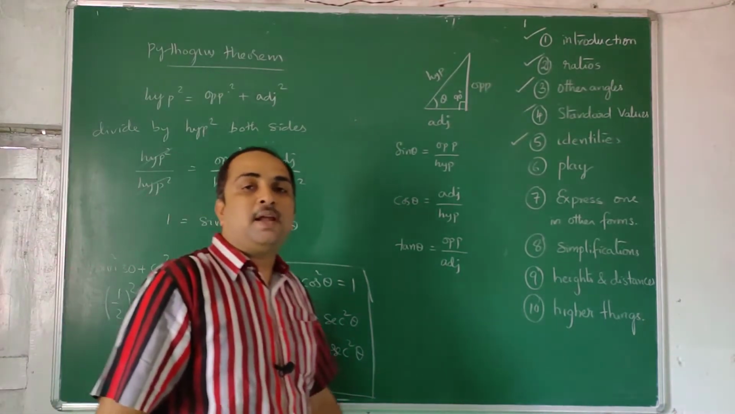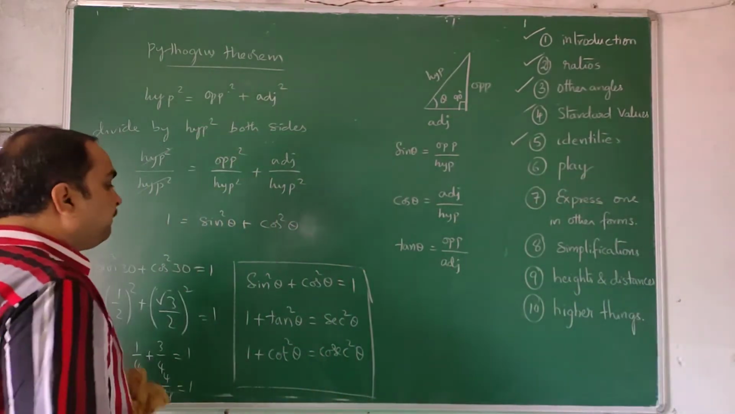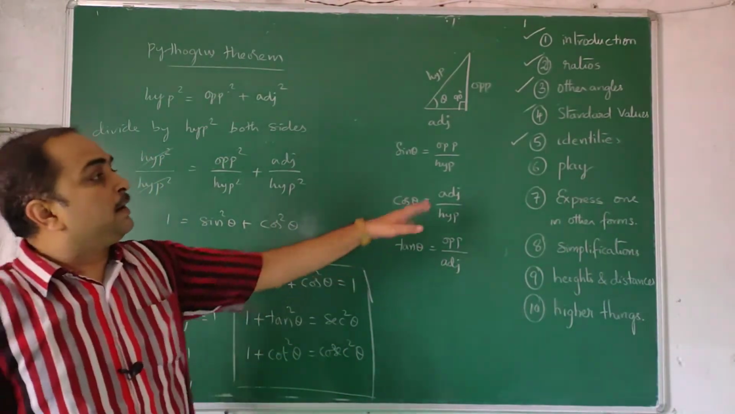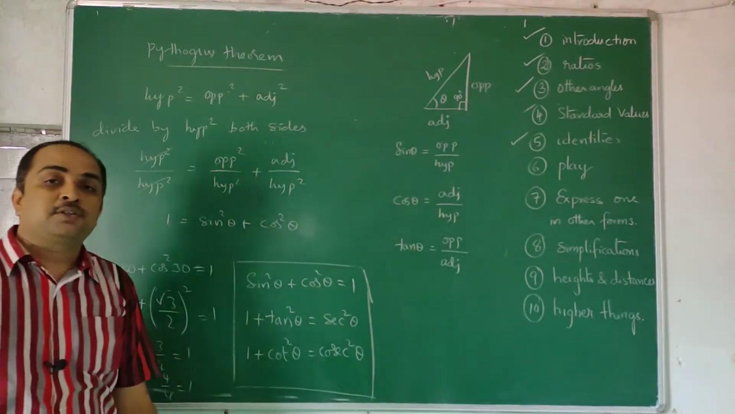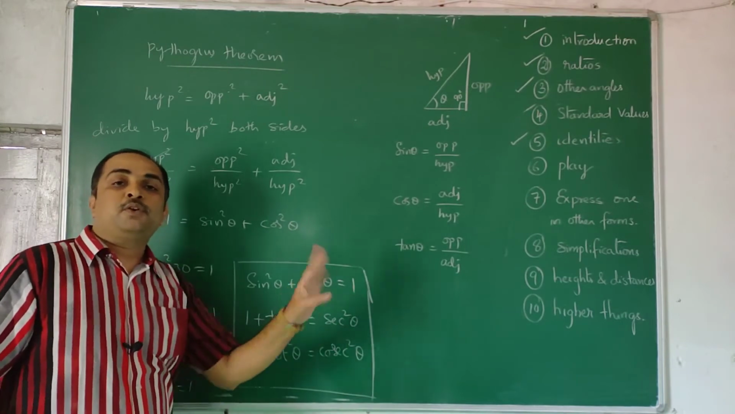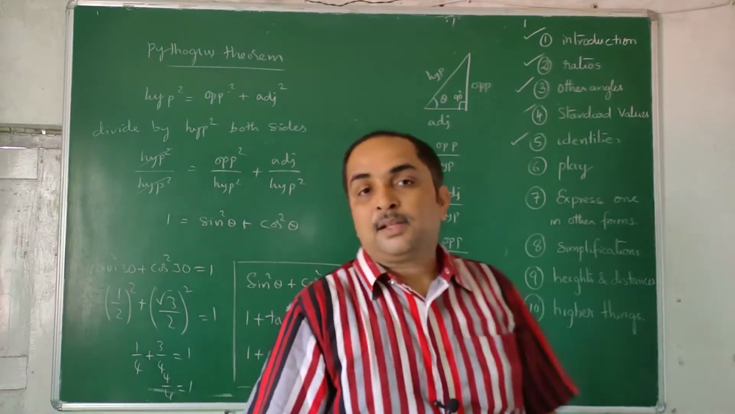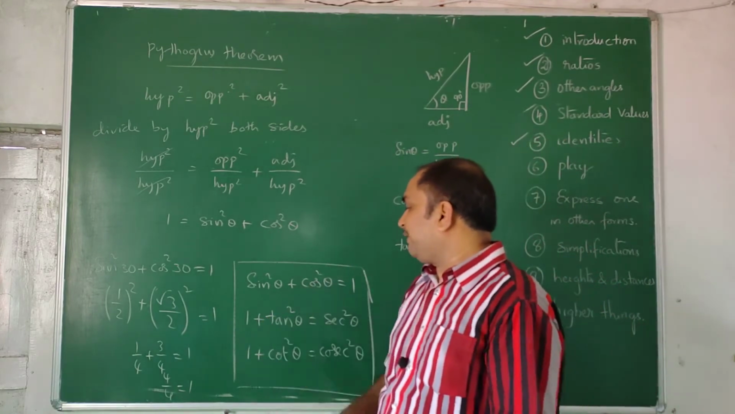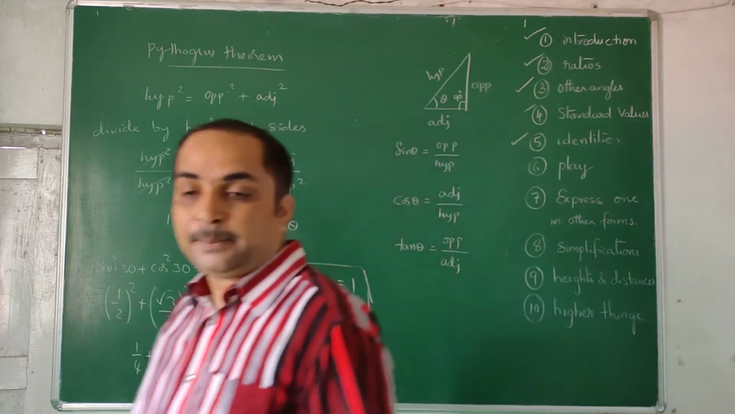Not only for these two angles, even sine square 37, cos square 37, there also you can apply. Everywhere it will follow. That's why they are called identities. They are always useful. If you remember them, anywhere blindly you can use them. If you know one, you can find the other. So, three identities. Sine square theta plus cos square theta is equal to 1. 1 plus tan square theta is equal to secant square theta. 1 plus cot square theta is equal to cosec square theta.